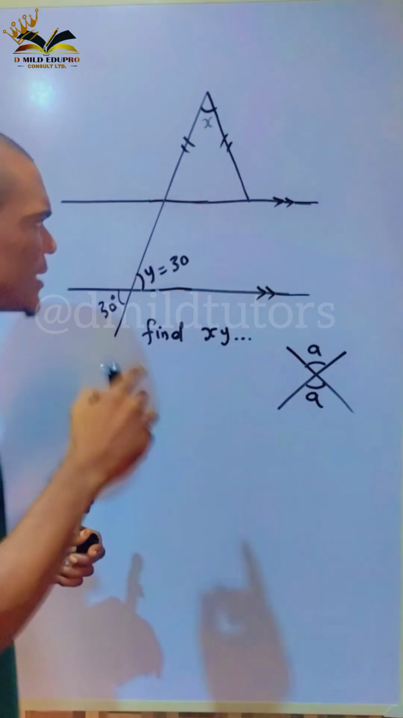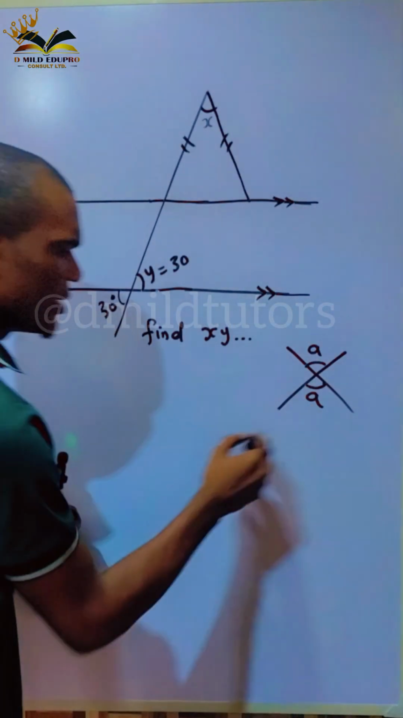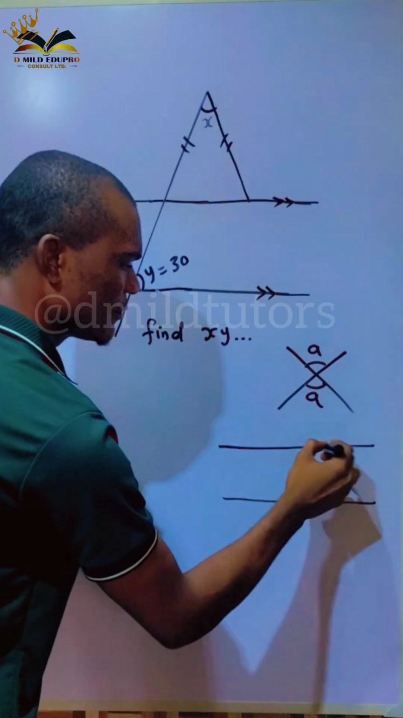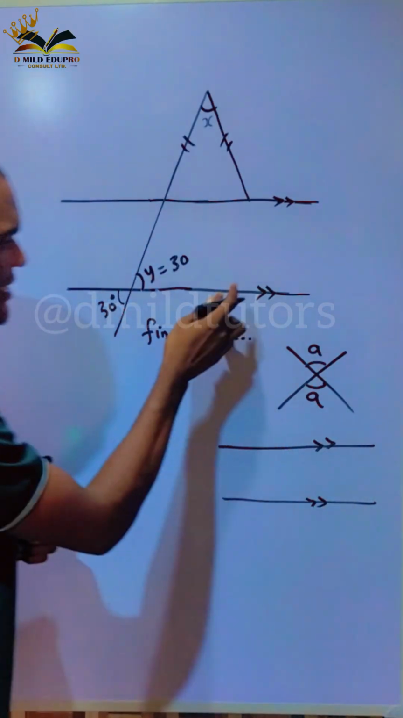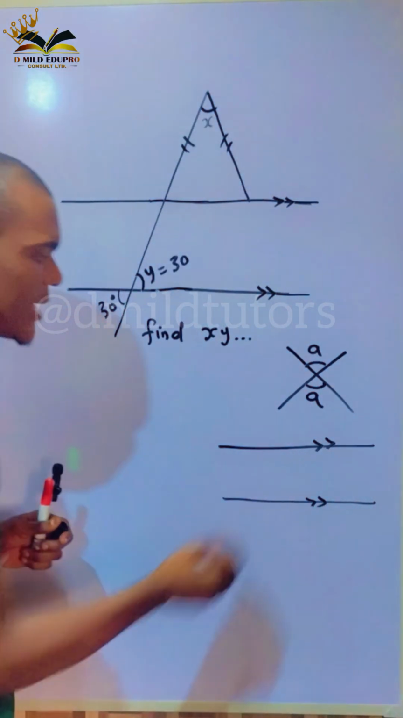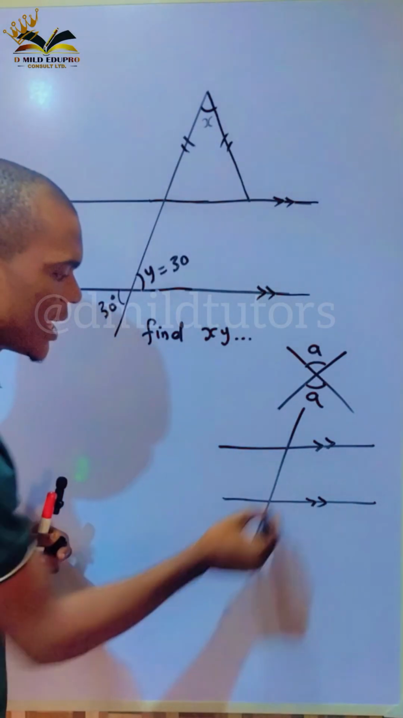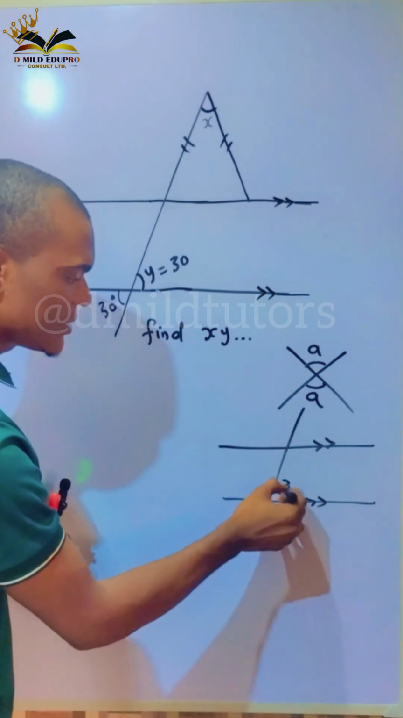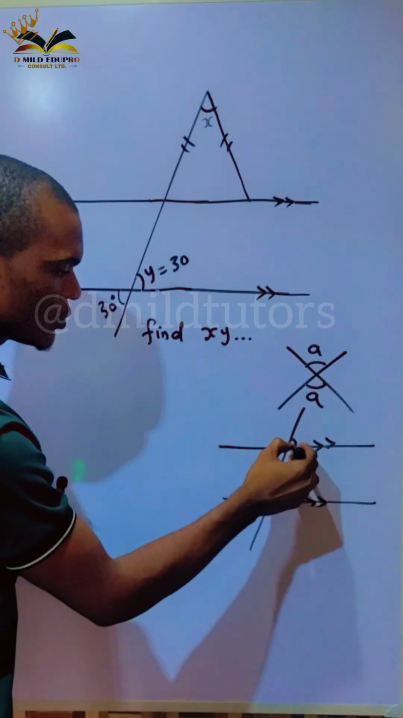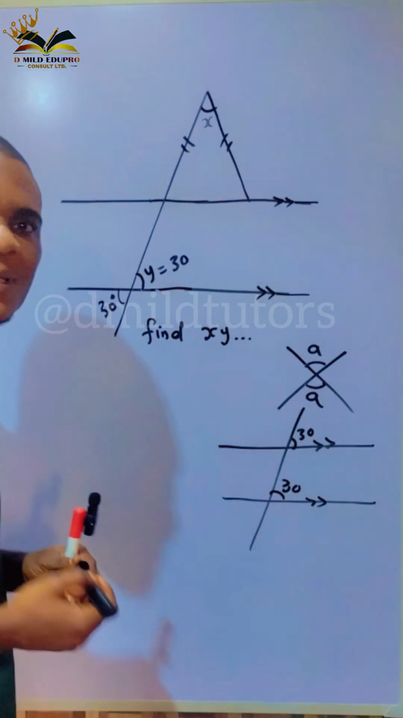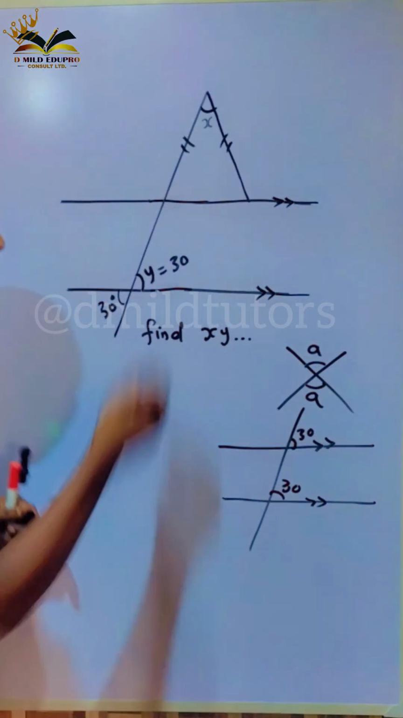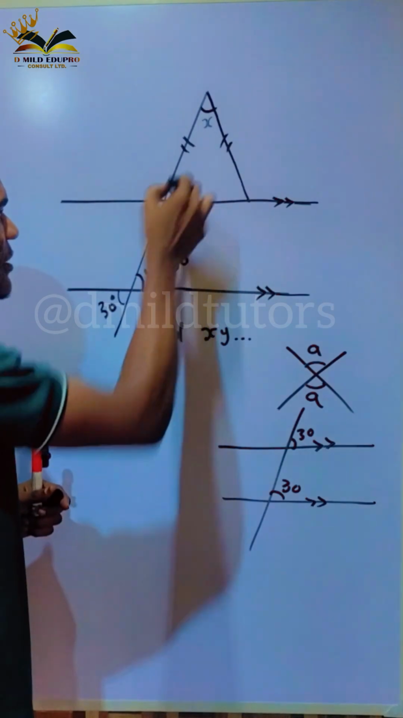Secondly, there is another rule that says when you have a parallel line, which this line is, and then you have a transversal line that cuts through the parallel line, if you have 30 here, here also will be 30, corresponding angles. So we can apply that here as 30 degrees.